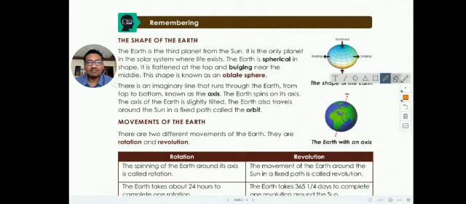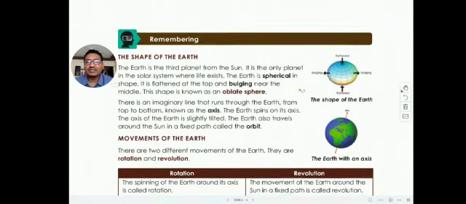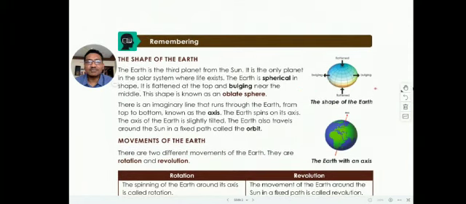The shape of the earth. The Earth is the third planet from the Sun, and it is the only planet in the solar system where life exists. Because of that we are calling the Earth a living planet. The Earth is spherical in shape.